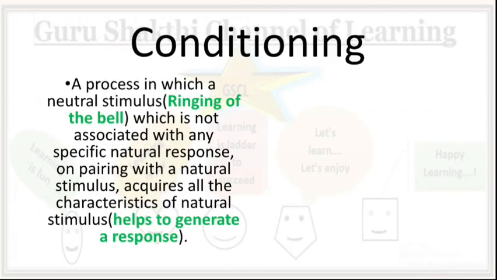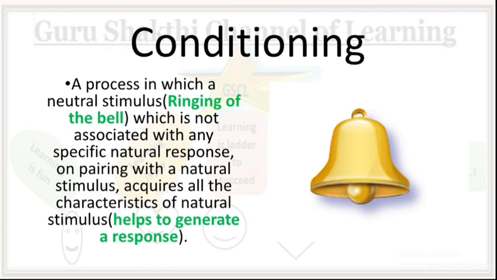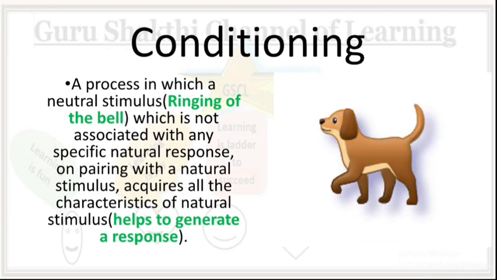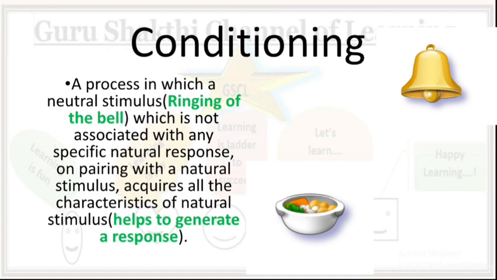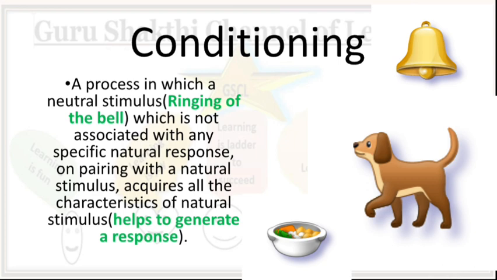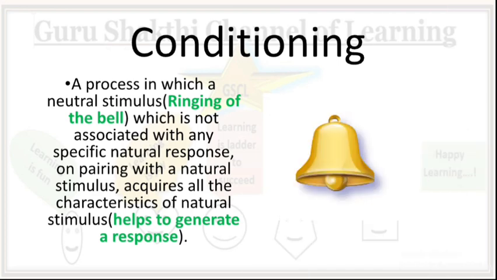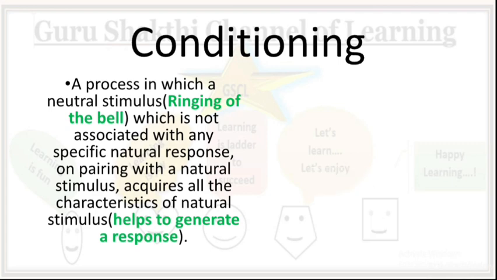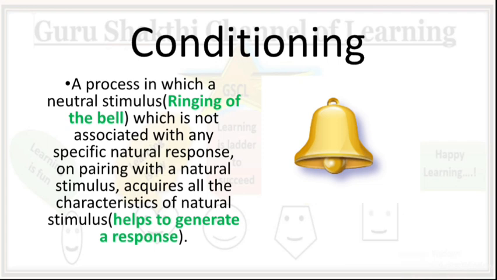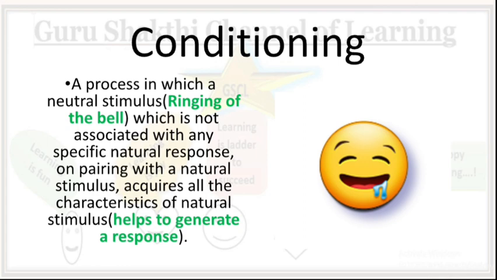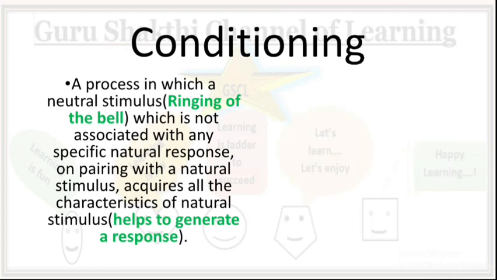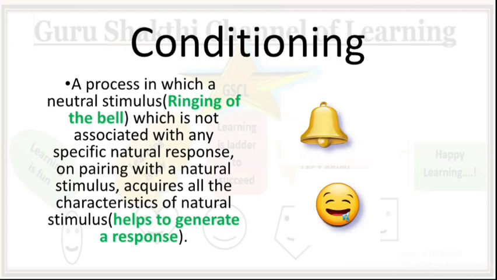So, what exactly is conditioning? A bell at the beginning does not have the capacity to make the dog salivate. But when it is rung along with the act of providing food, over time it acquires the capacity to generate that response, because the dog develops an association of food with the bell sound. Here, over time, the bell sound, which has nothing to do with taste buds, acquires the capacity to bring out the response that normally is towards the food. This process, in which a neutral stimulus, which is not associated with any specific natural response, on pairing with a natural stimulus, acquires all the characteristics of the natural stimulus, is called conditioning.